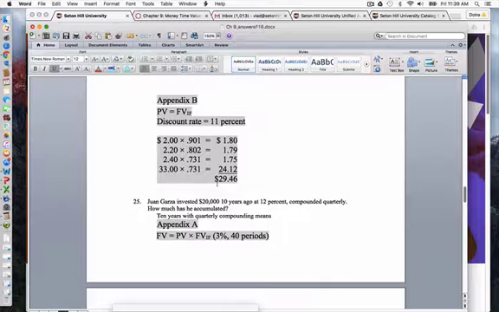And that's the total. So those were some applications of future value and present value of one sum, and you are going to do some on your own.